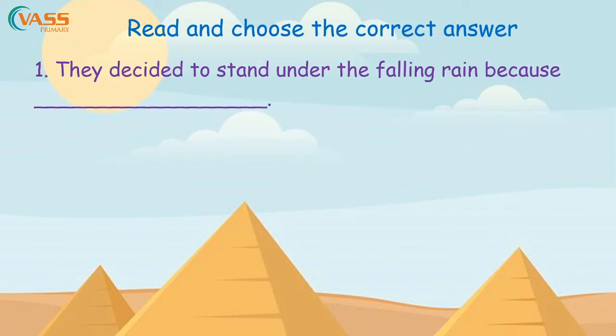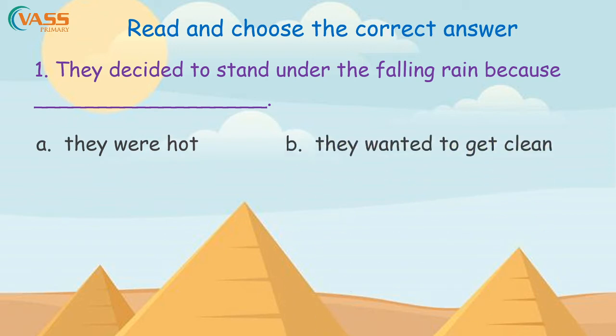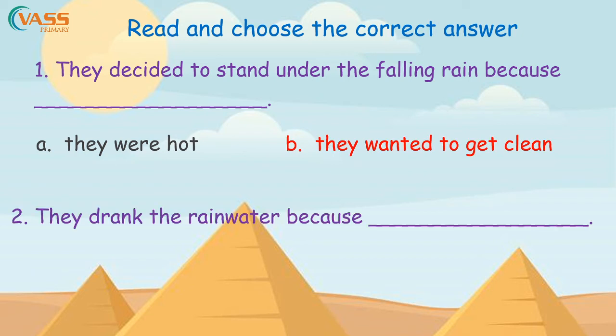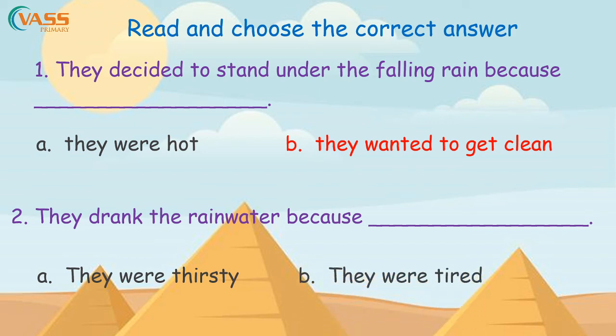Let's circle the correct answer. Number 1. They decided to stand under the falling rain because they were hot, or they wanted to wash it away and get clean. Excellent. They did. They wanted to get clean. Number 2, they drank the rainwater because they were thirsty, or they were tired. Aha! They were thirsty. Time to get some clean water.